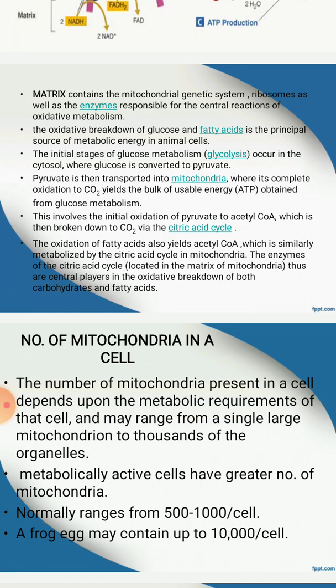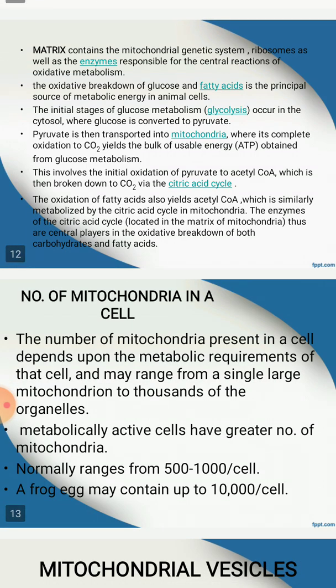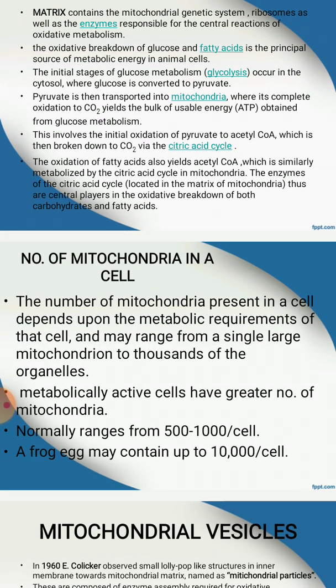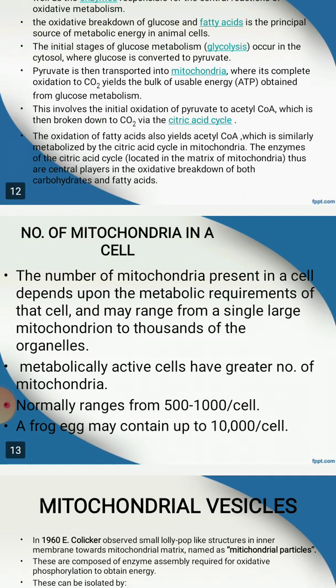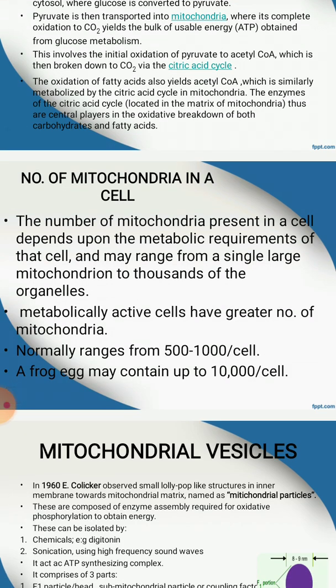Clear? The oxidative breakdown of glucose and fatty acids is the principal source of metabolic energy in animal cells. Here comes the question that is often asked: where is the energy formed? Energy is actually formed after the breaking of glucose and fatty acids. The initial stage of glucose metabolism, glycolysis, occurs in the cytosol, where glucose is converted into pyruvate. Pyruvate is then transported into mitochondria, where its complete oxidation to carbon dioxide yields the bulk of usable energy obtained from glucose metabolism.